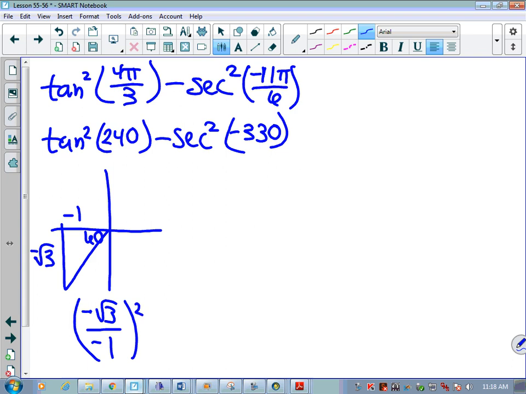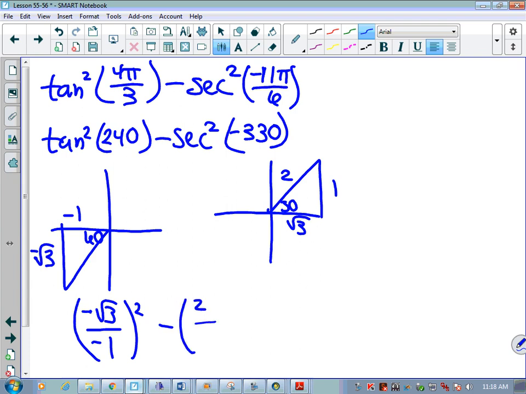Okay, but we'll wait on that for a second because we're going to come over here to secant 330. So that's coming around clockwise. We're 30 degrees shy here, so we're at positive 1, positive radical 3, and 2. Secant is reciprocal to cosine, so we want hypotenuse over adjacent. So we have minus 2 over radical 3 squared.